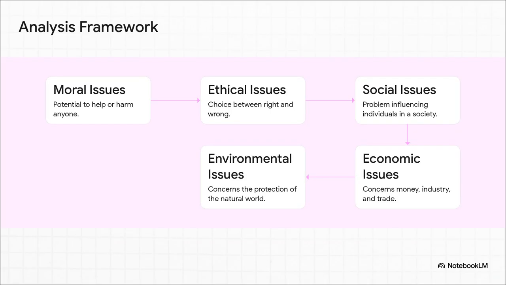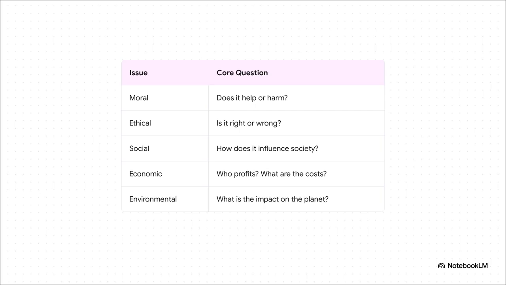But how do you actually structure that kind of analysis? How do you make sure you don't miss anything? Well, here is an incredibly powerful framework you can use. It asks you to look at any technology through 5 different lenses: moral, ethical, social, economic, and environmental. It's a checklist to make sure you're building a truly comprehensive critique. This framework forces you to ask the really big questions.